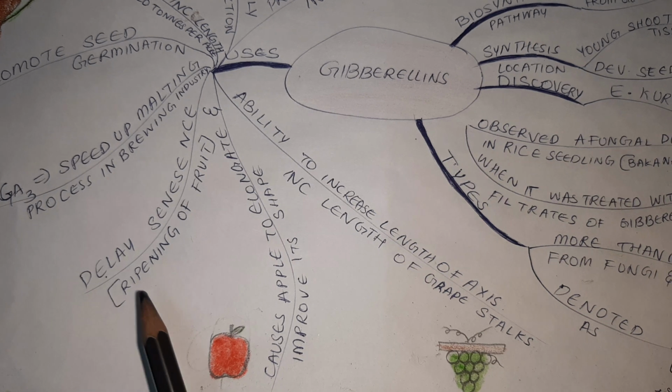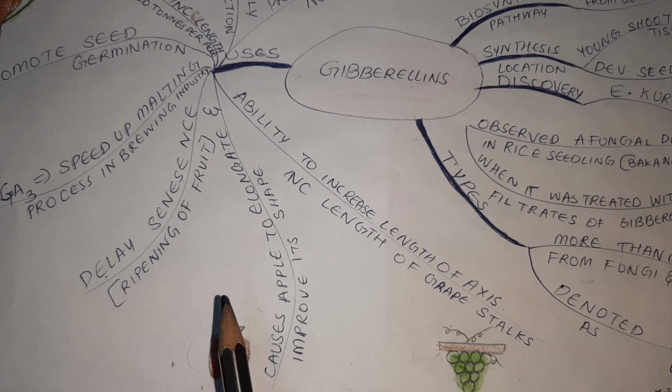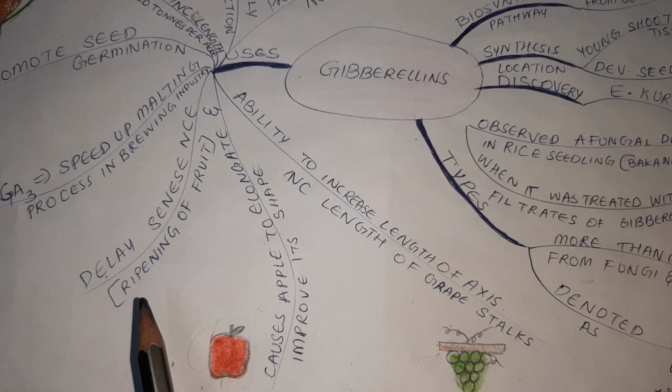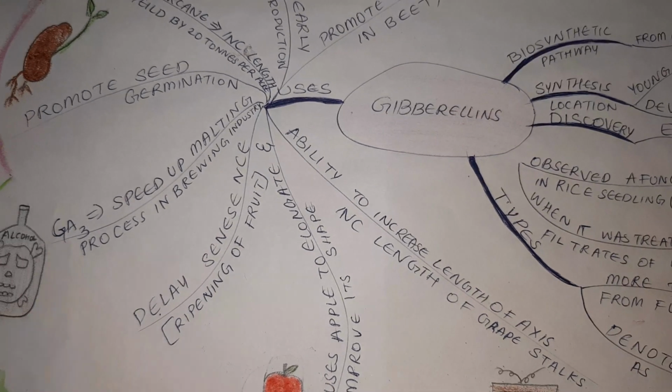If apples are in improper shape, it means they have a deficiency of this gibberellin hormone. Gibberellins also delay senescence. Senescence means nothing but old age, ripening of fruits. Fruits that have ripened have become old and they need to be removed from the plant. So gibberellins delay this old age. They allow the plant or the fruit to remain young for a longer time. In this way, gibberellins delay the senescence, the old age, the ripening of fruits.